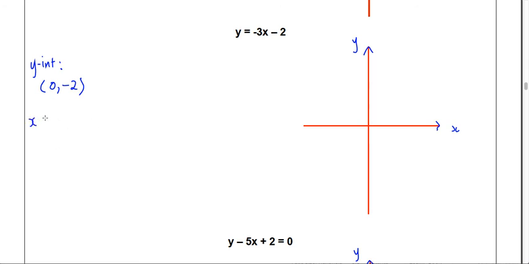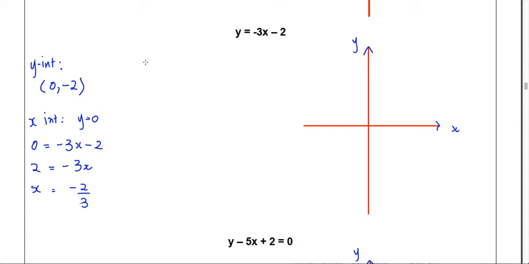For the x-intercept, y is equal to 0. Therefore, 0 equals negative 3x take 2. Like I said, you don't have to do it this way, but some of you might like to.